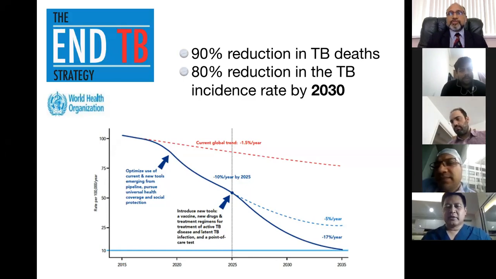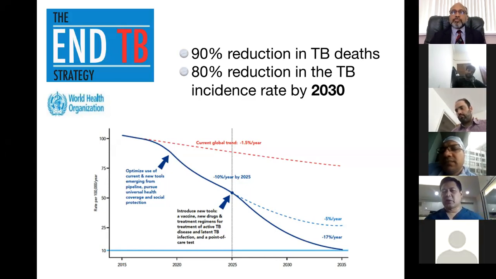Very good. Okay. Again, the objective is by 2030, a 90% reduction in death and an 80% reduction in TB incidence. And they would want to eradicate TB by about 2035, if we continue with that trend of decreasing TB by about 1.5% per year.